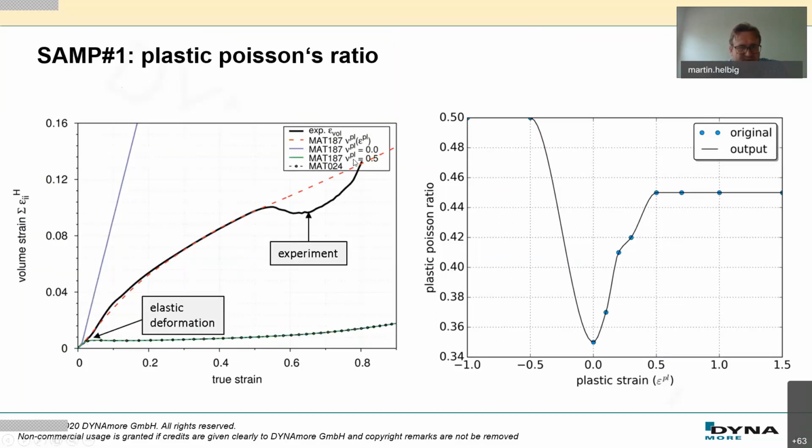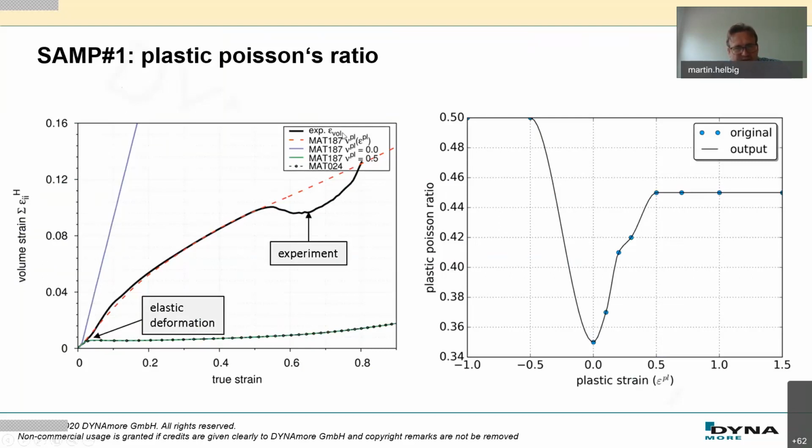Then I used SAMP with a constant plastic Poisson ratio of 0.5 and got the green curve, and I got the same result for MAT24 and for SAMP. This is how it should be. Then I said, okay, I try another value of the plastic Poisson ratio. It's 0. That means we have a really huge increase of the volumetric strain. And this is what we see here with the blue curve. When the yielding starts, the volume is increasing dramatically.